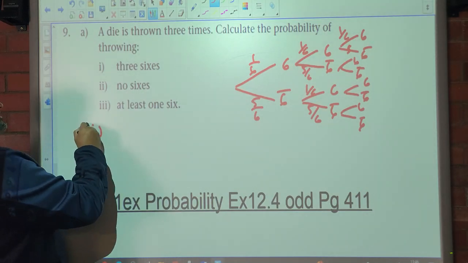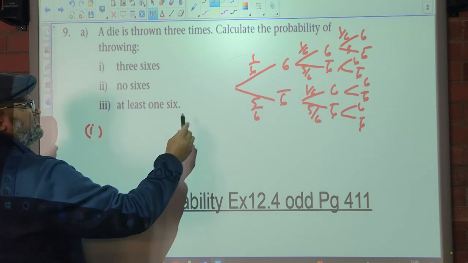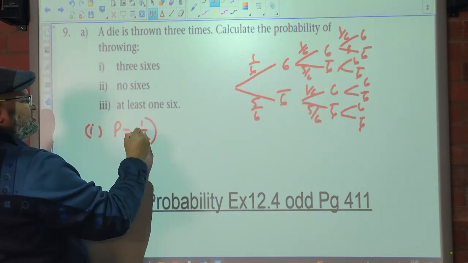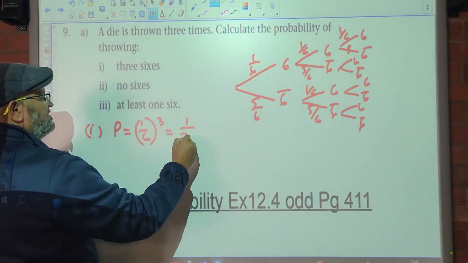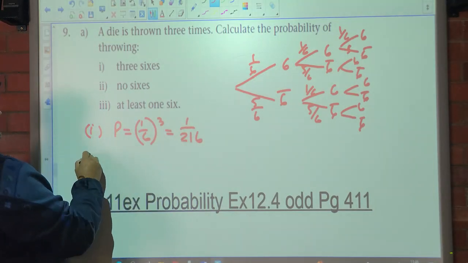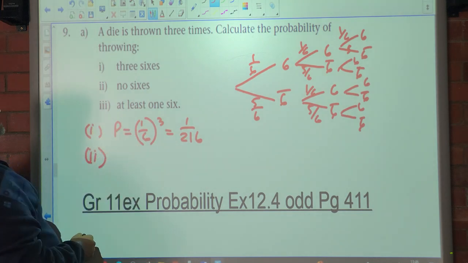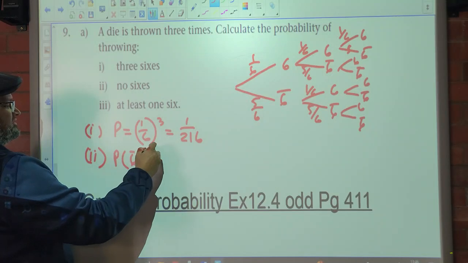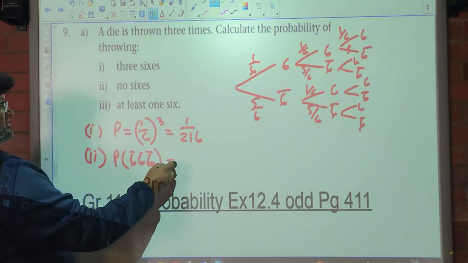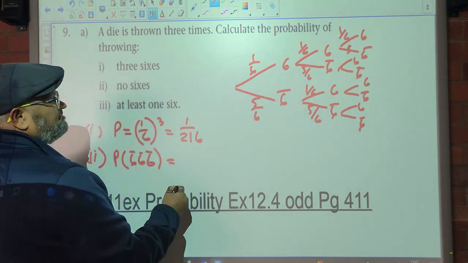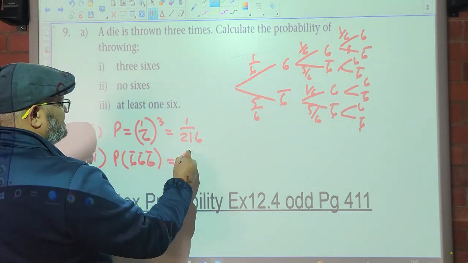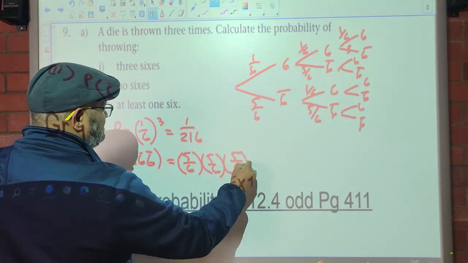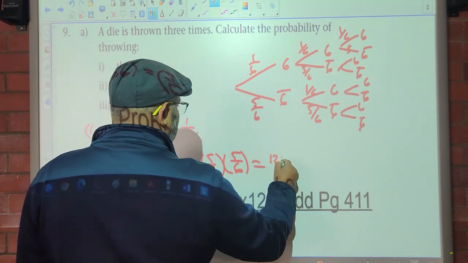Number 1. What's the probability of throwing 3 sixes? 1 out of 6 times 1 out of 6 times 1 out of 6, which is 1 over 216. Number 2. No 6s. That will be 5 out of 6 times 5 out of 6 times 5 out of 6, or 5 out of 6 cubed, which is 125 over 216.